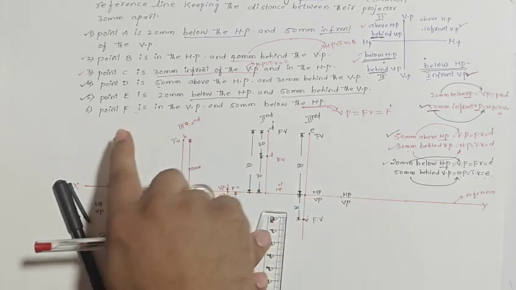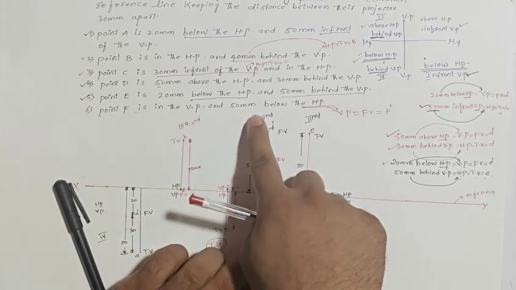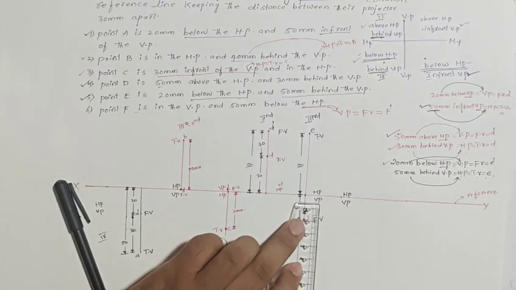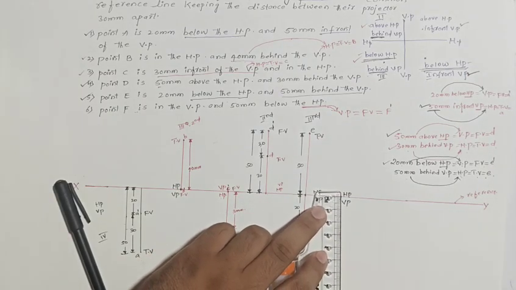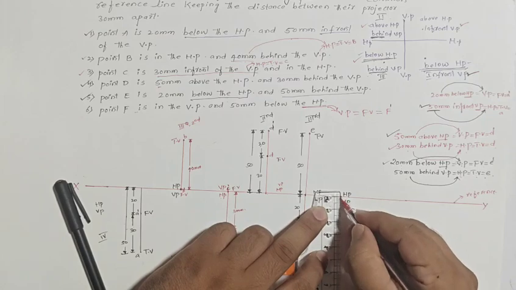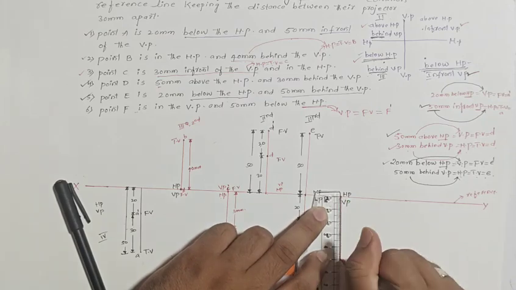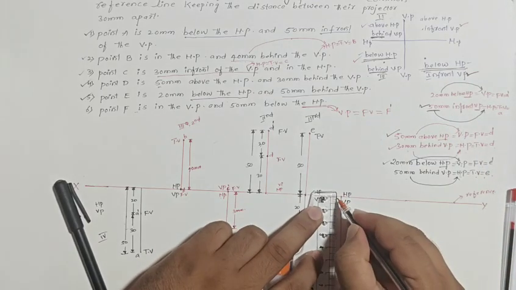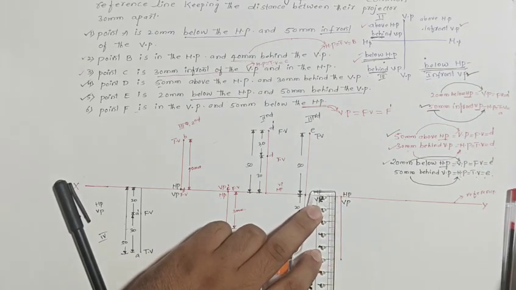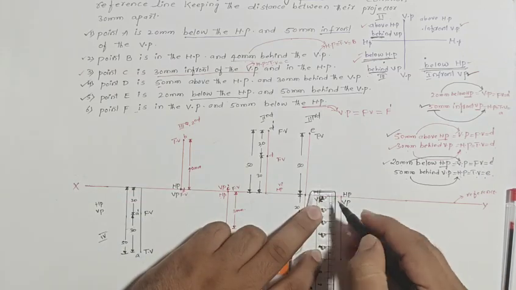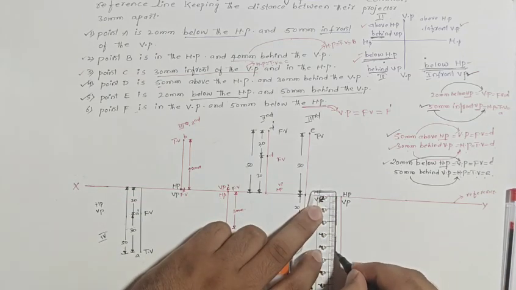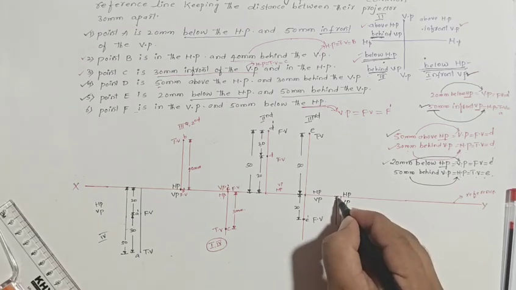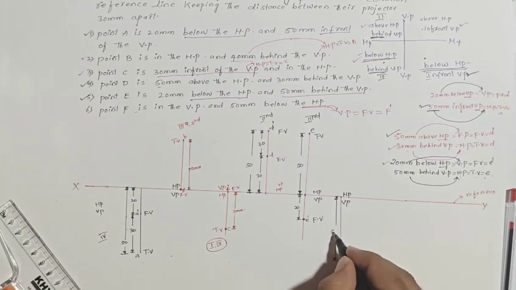Let us see. A point F is in VP. 50 mm below the HP means 50 mm resting on where here? On the vertical plane. Where is the vertical plane? Below the reference line. From below the reference line, we need to measure a length of 50 mm. Clear? Done. And meanwhile, we need to represent the dimension. The dimension is 50 millimeter. Clear? 50 millimeter, nothing but 5 centimeter.